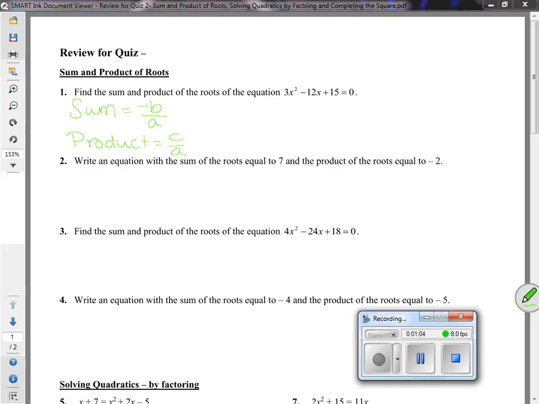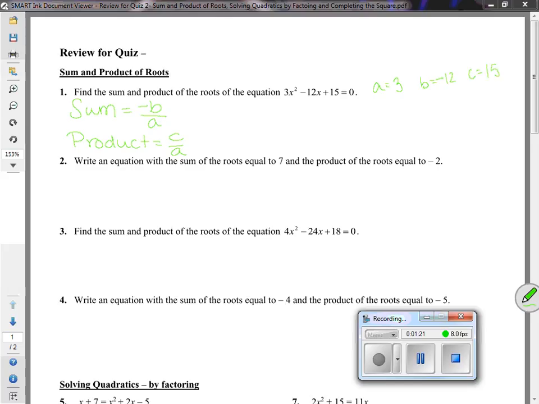What else do you need to make sure about your quadratic equation? That it's equal to 0, which it is. So what is my a, my b, and my c? 3, negative 12, and 15.